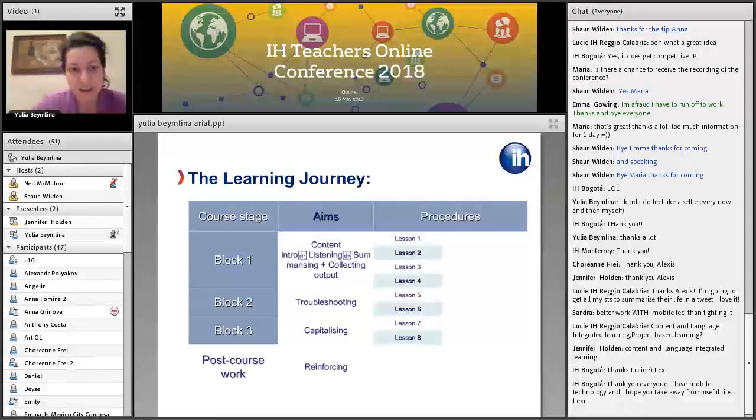And summarizing, both oral summarizing of the main points of the video content, and organizing at the later stage of the lesson and as homework, organizing the key information into visual frames, infographics.